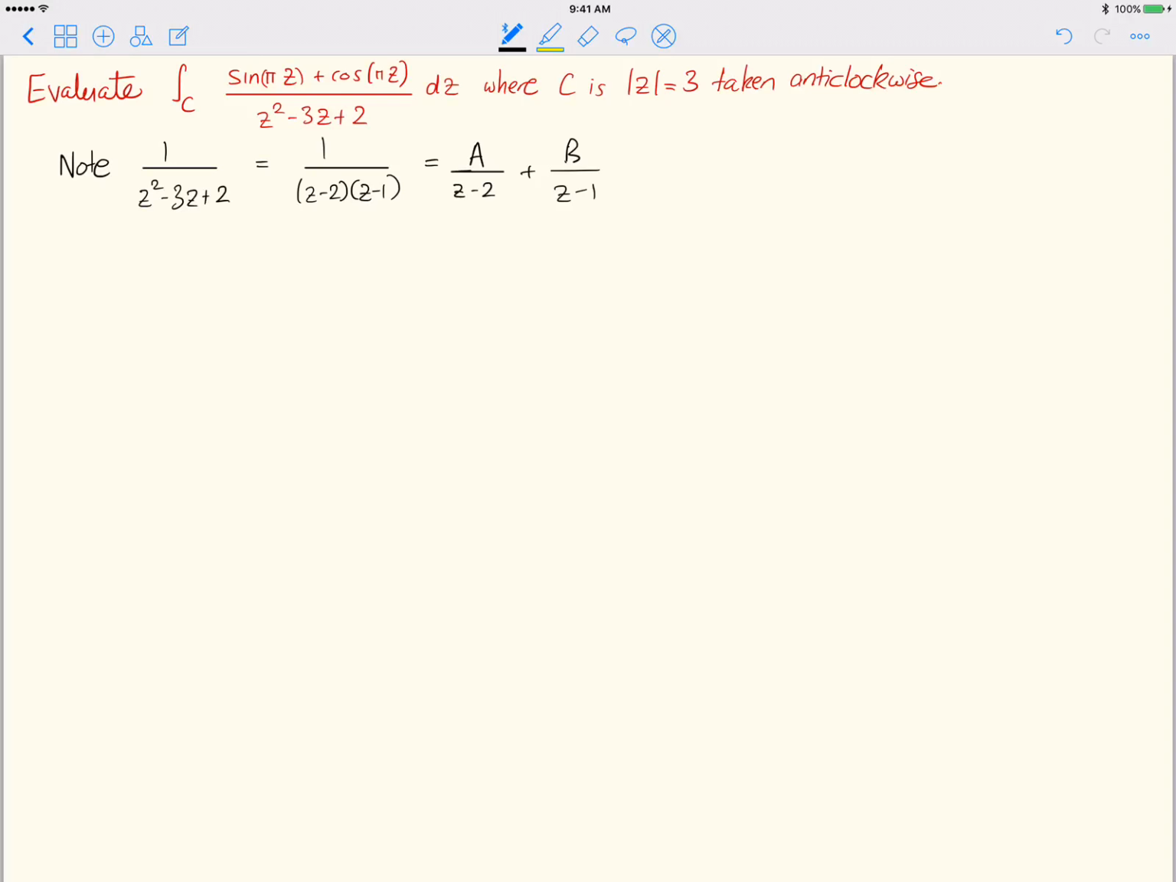Like that. And I want to find the A and the B to make this split valid. Okay, how do you do this? Well, you literally go ahead and you add the fraction on the right.